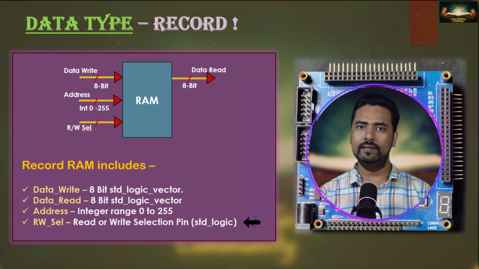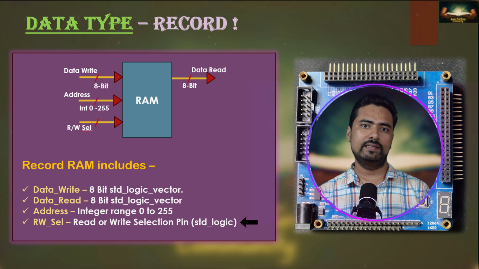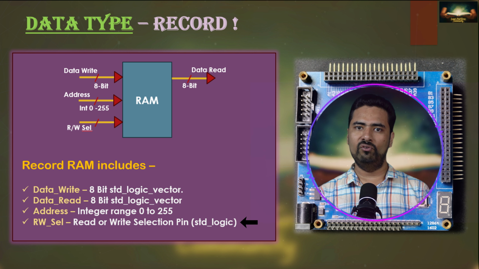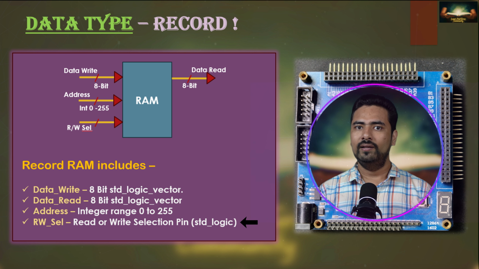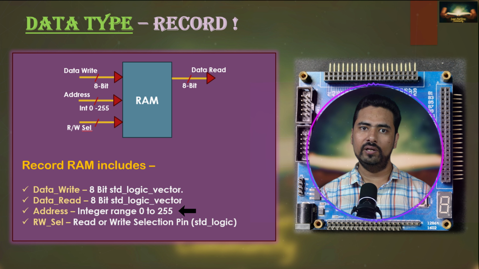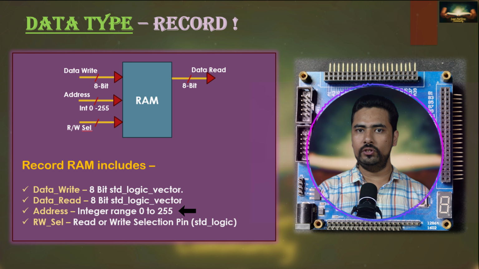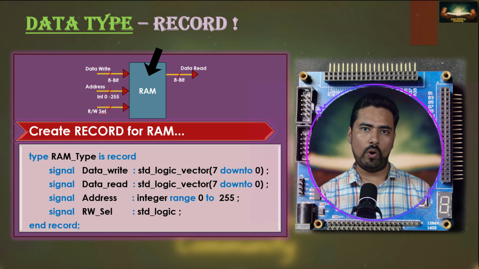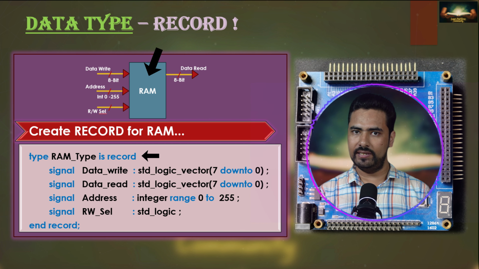So we have another std_logic signal which is rw_select. Suppose 0 is for reading the data and 1 is for writing the data. There is one more important thing in RAM which is the address. You need to specify from which location the RAM should read or write the data. So I need an address signal as well. I defined it as an integer with the range of 0 to 255. Simple. Okay, once we are done with these requirements, it's time to create the VHDL record.